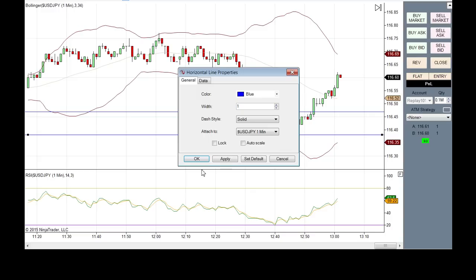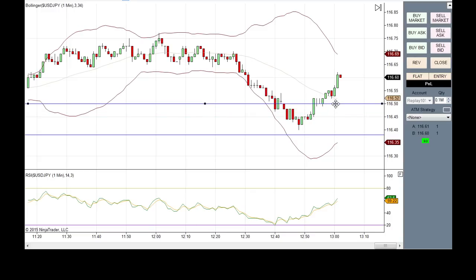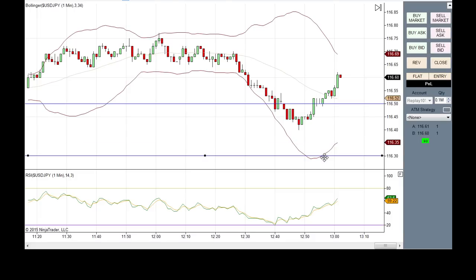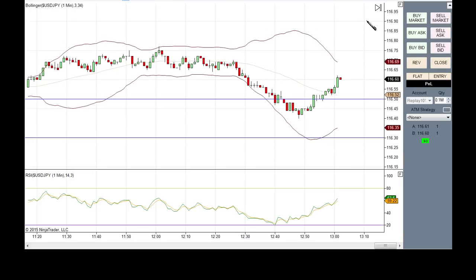So let's just say we actually didn't get in until 50 for whatever reason. So 20 points is there. 40 points is there. Let's see how that plays out. If we get to 70, then we can move our stop loss to break even.